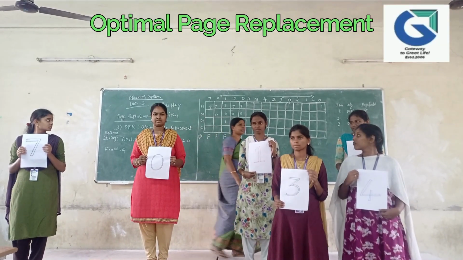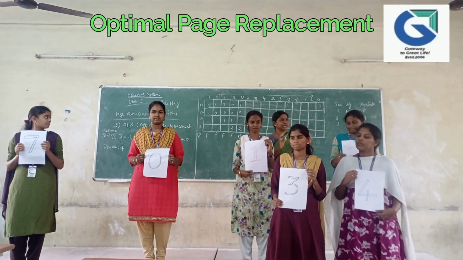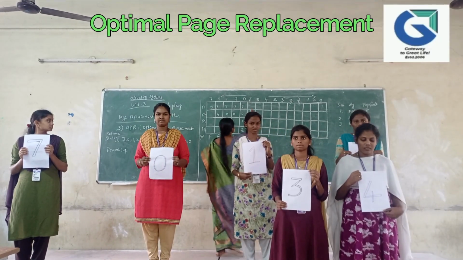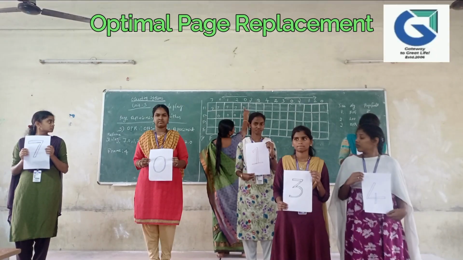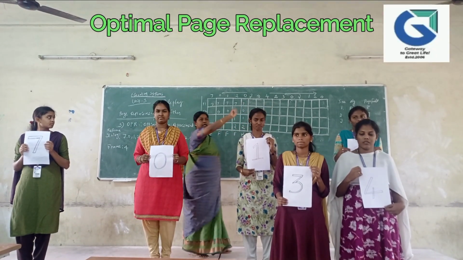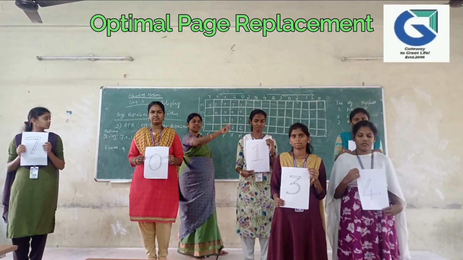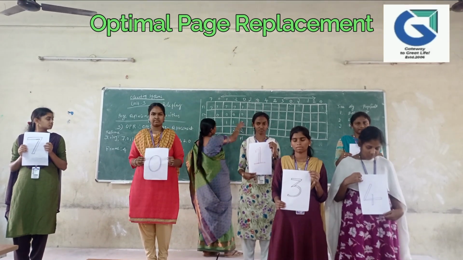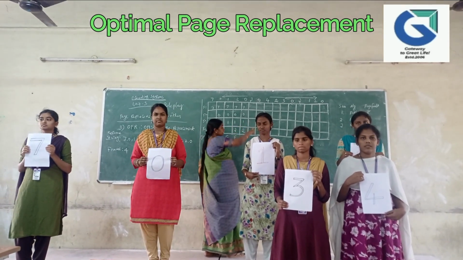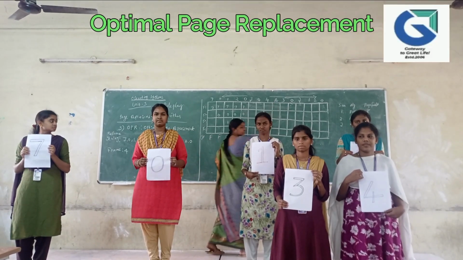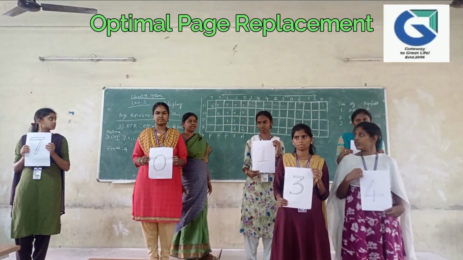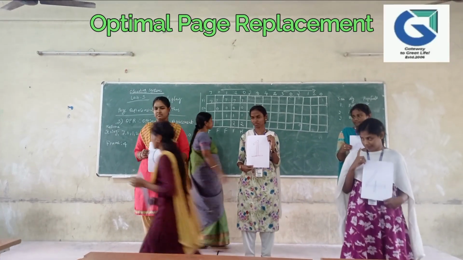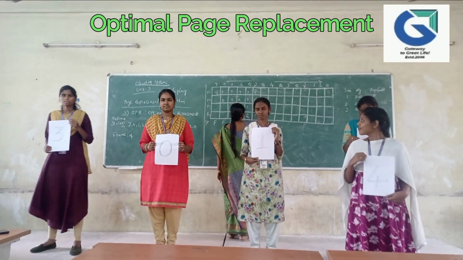Then what is the next string? 3. Now we have to replace some page. Which page do we replace? You check 7. Where are we using 7? 7 is no longer needed; in future we are not using 7. Then you see 0. We are going to use 0 soon. Then 1, we have to use 1. Similarly 2, we are using 2 here. So which one is no longer needed? 7 is no longer needed. So we are replacing 7 by 3. Here 3, 0, 1, 2.